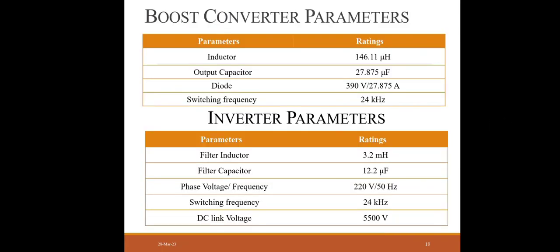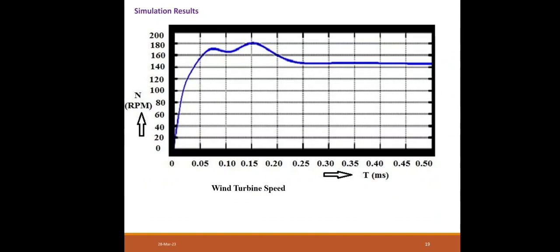These are the parameters we have used: boost converter parameters and inverter parameters. We have implemented these parameters in our simulation. The inductor, output capacitor, diode, switching frequency, filter inductor, filter capacitor, phase voltage, switching frequency, and DC link voltage. By entering the 0.1 millisecond, we get this kind of graph. Not exactly, there are some fluctuations according to what we assigned to the parameters.